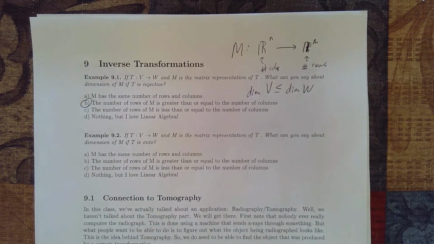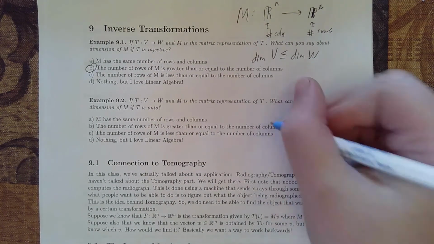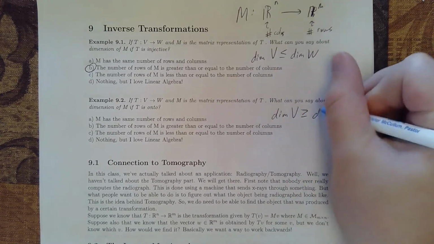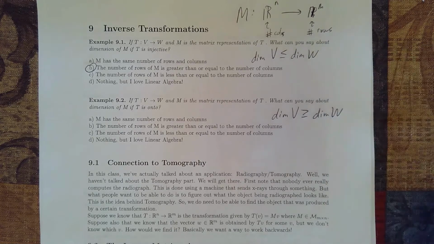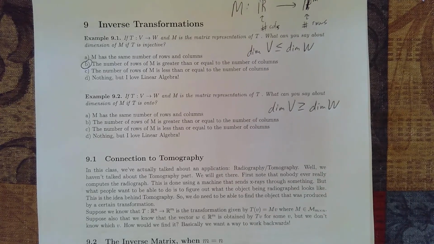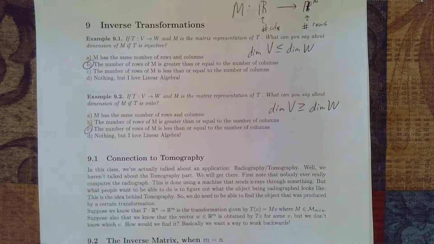Now for an onto transformation, we have the exact opposite. We need the dimension of the domain to be greater than or equal to the dimension of the codomain. So that means if we have a matrix that represents a transformation that's onto, the number of rows of the matrix has to be less than or equal to the number of columns.